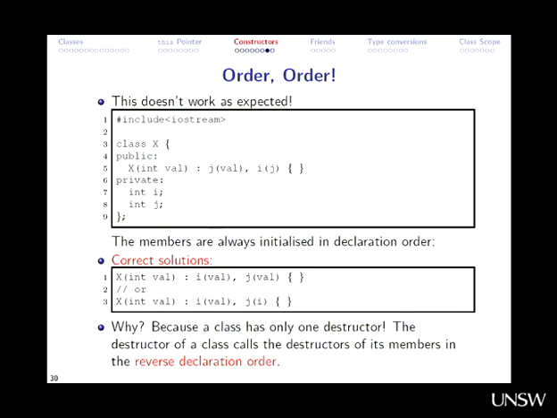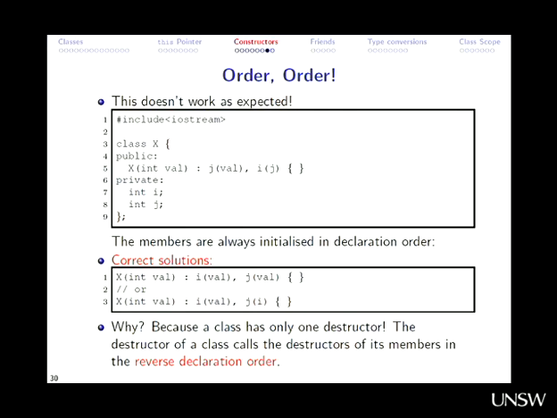Order is also very, very important. Here's a class. It's got I and J. If our constructor tries to construct J first and then I second, it doesn't work as you expect it to work. It has to be done in the order in which it's declared down here.